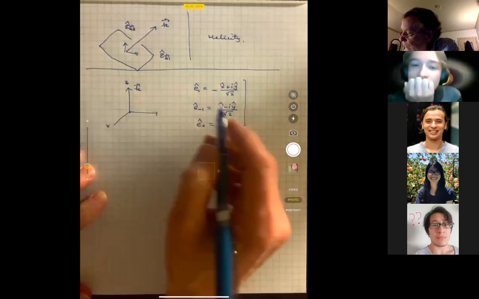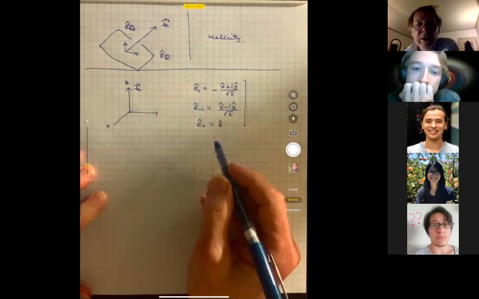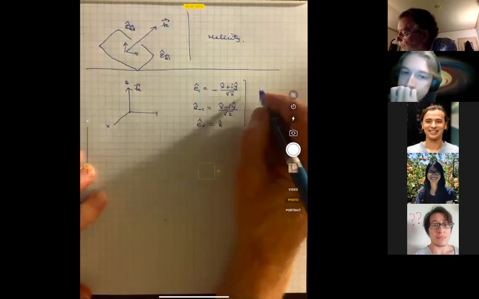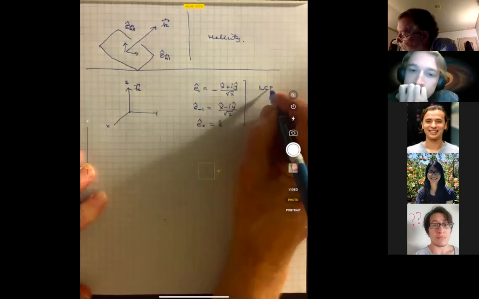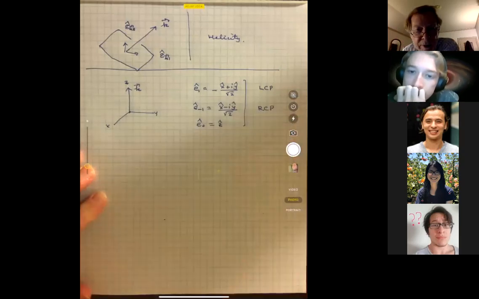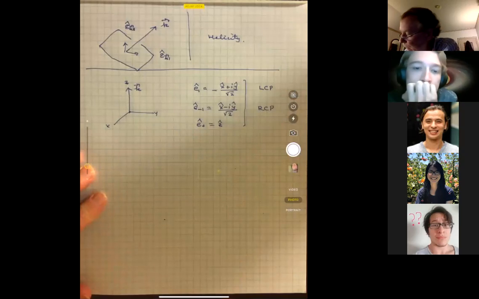Now, it basically represents circular polarized light. The E plus and minus 1 represent circularly polarized light. The plus 1 is a left circular polarization, and the minus 1 is right circular polarization, if I follow the conventions that are used in optics books. That's how it is.